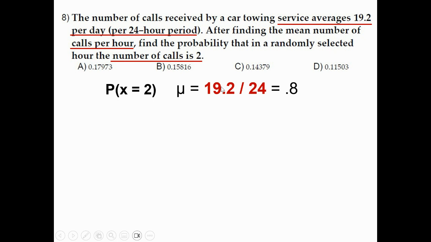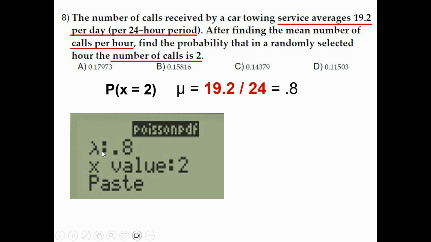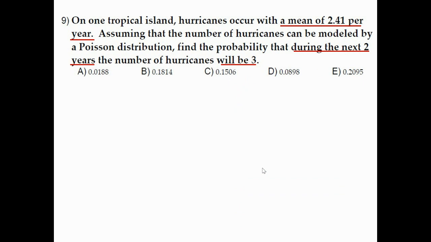All right, dividing the mean per day by 24, I have now the mean per hour, 0.8. So there's my mean, my lambda, 0.8. I'm looking for exactly 2, Poisson PDF, 0.14379. Letter C. On a tropical island, hurricanes occur with a mean of 2.41 hurricanes per year.